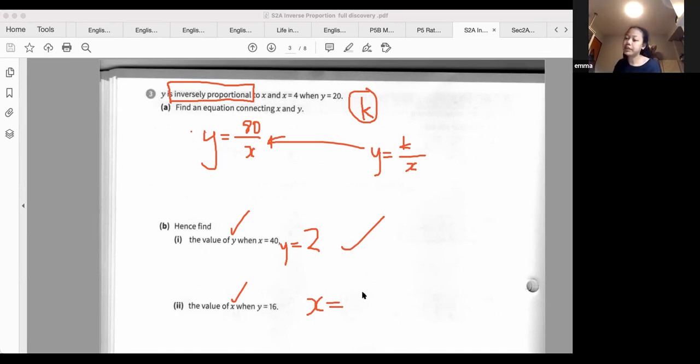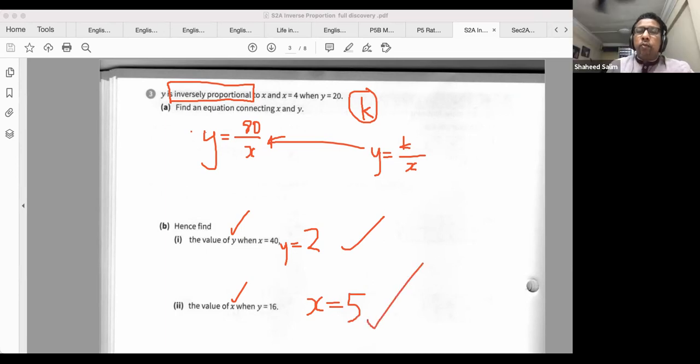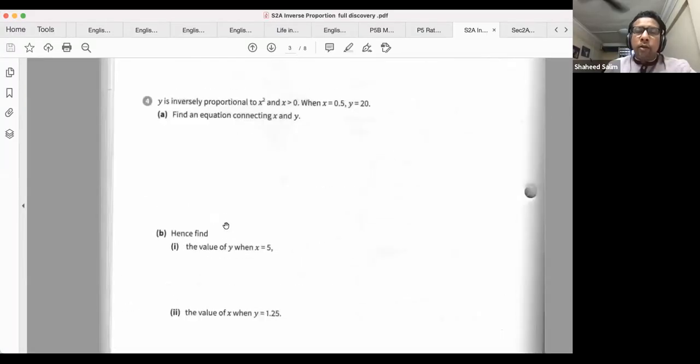X equals 5. Are you okay? Okay, we'll move on again. What is probably not okay is you know how to do all this, but you don't know why you're doing it. That one you've got to find out soon, okay? All right, now this one, same thing.